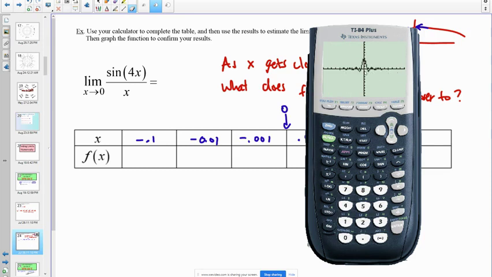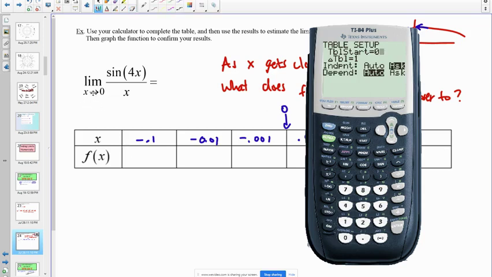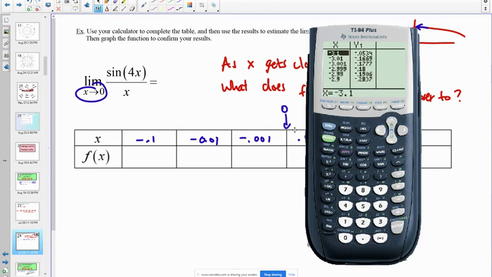And what I want to know is, when x is 0, what is this value here? I tried to plug it in, but remember I got 0 over 0, so I need to use some other method. So I'm going to go to my second table set. Right here I want to put this on 0 because I want it to be close to 0. I want to make sure my independent variable is set to auto, which it already is. Then I'm going to hit second table. I don't know if there's a way to clear this table. There probably is, I just don't know how to do it. I'm just going to punch numbers in here. Maybe I can hit delete.